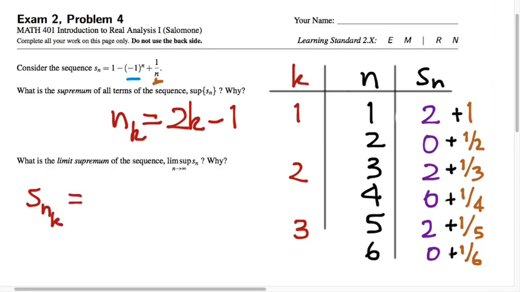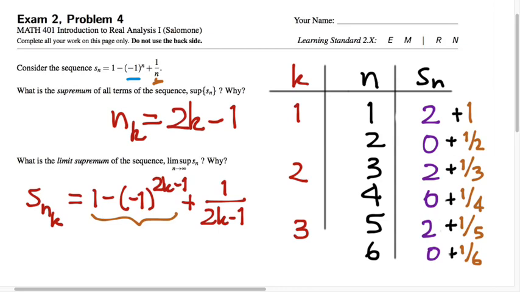And in that case, what I would do then is plug that index into the formula for my sequence, get 1 minus negative 1 to the 2k minus 1, plus 1 over 2k minus 1. And then I would just simplify this out by observing that negative 1 to an odd power is always equal to negative 1. And so therefore, 1 minus negative 1 to that odd power is equal to 2. And that's just going to let me rewrite the formula for that sequence as 2 plus 1 over 2k minus 1. I would call that the sequence S sub 2k minus 1.